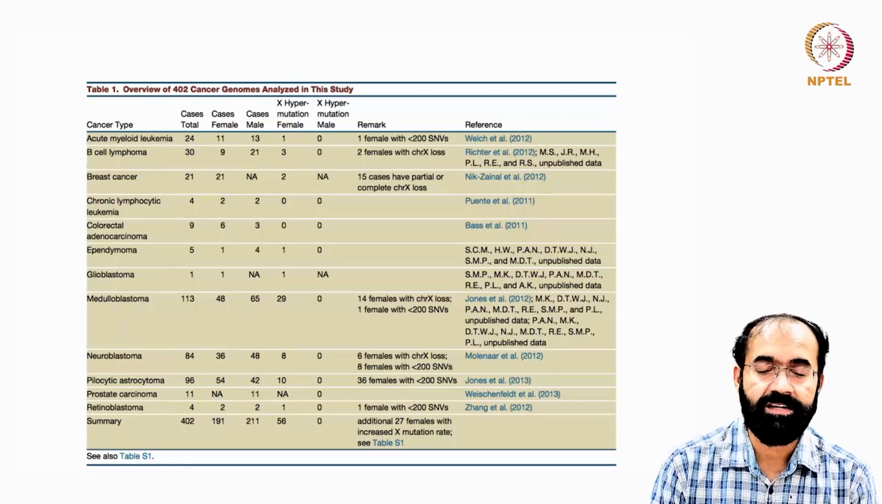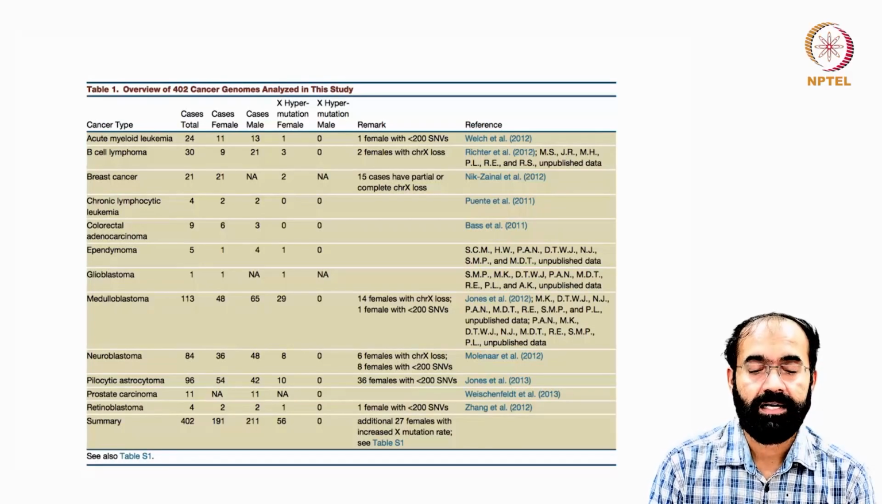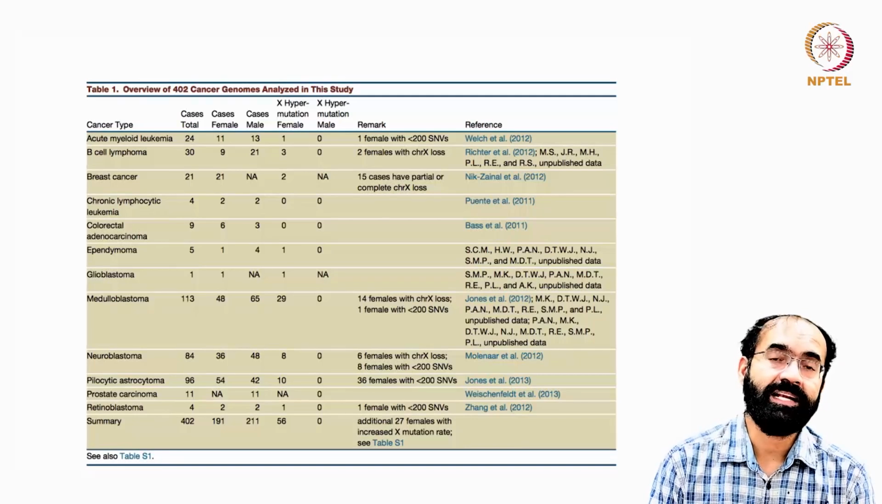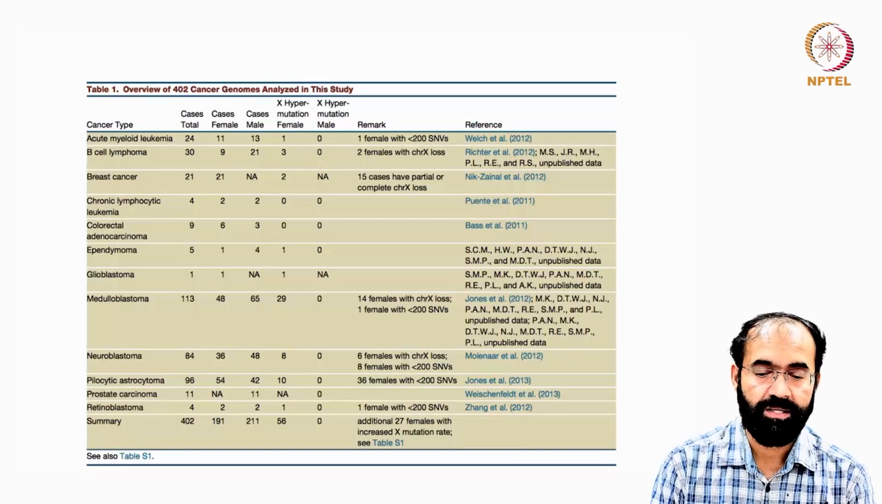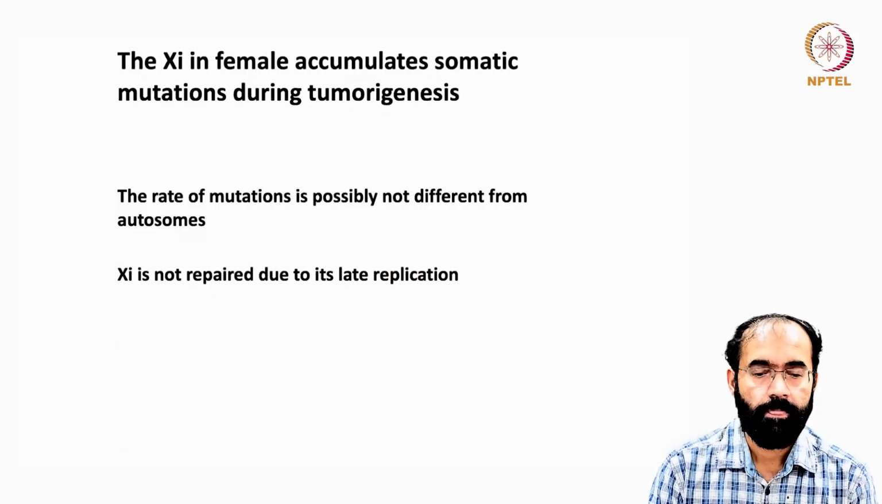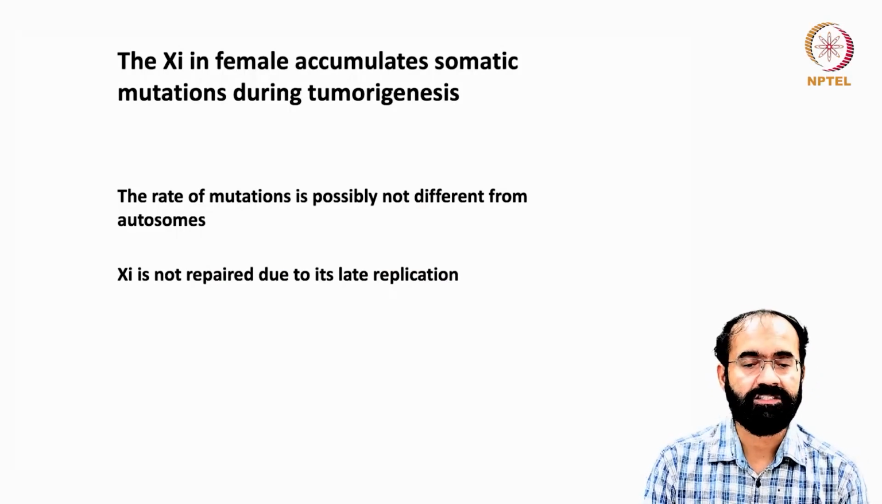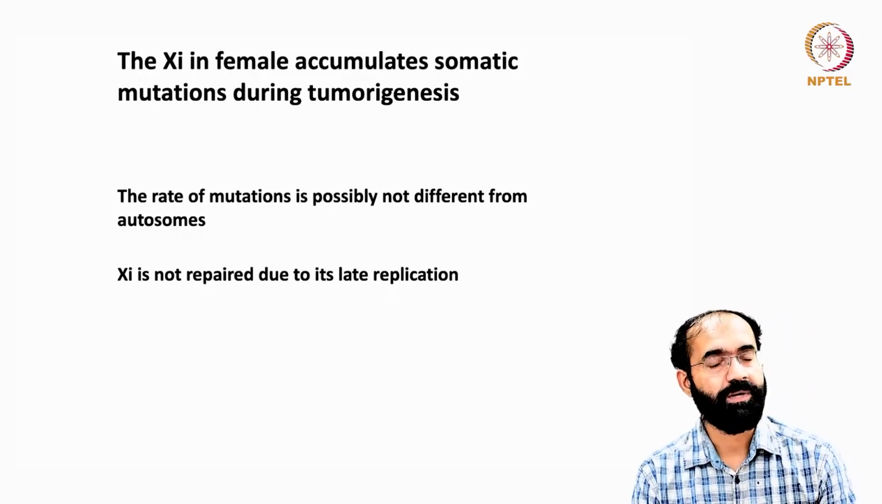So what we understand is that in human females, the mutation rate is much higher in the inactive X chromosome of a cancerous cell or cancerous phenotype. So that is what this study has proven. The inactive X chromosome in females accumulates somatic mutations during tumorigenesis.